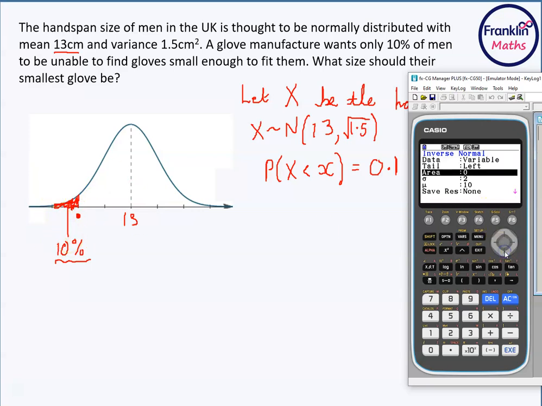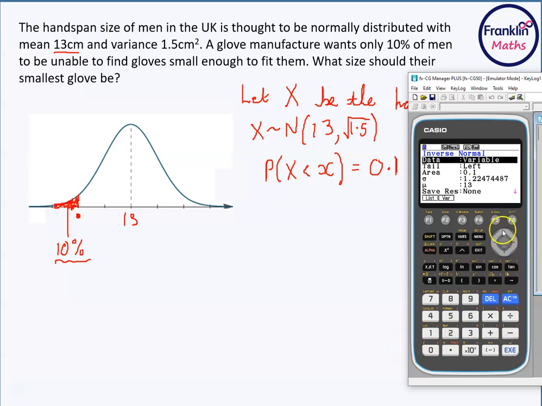And remember, the area is equal to the probability, so that's 0.1. Sigma is the square root of 1.5. So actually, with this calculator, you can type in literally what you want, and then obviously it does turn it back into a number, but it doesn't matter. And mu then is 13.